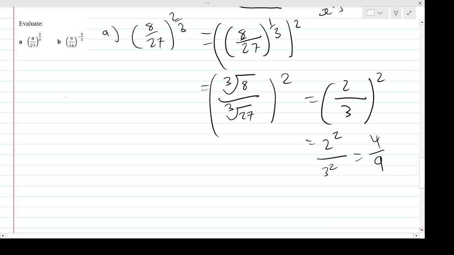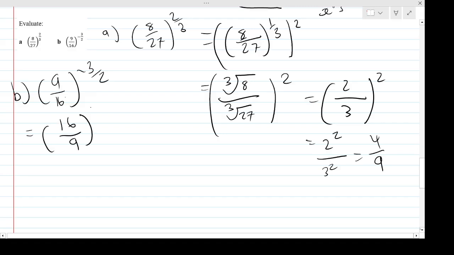For part A. Then part B, we have 9 over 16 to the minus 3 over 2. So now we have a minus. So again, the best thing first is to account for that by taking the reciprocal, sorry. So we flip the fraction to 16 over 9. And now we're just left with 3 over 2, so that gets rid of the negative. And now it's exact same process as part A.